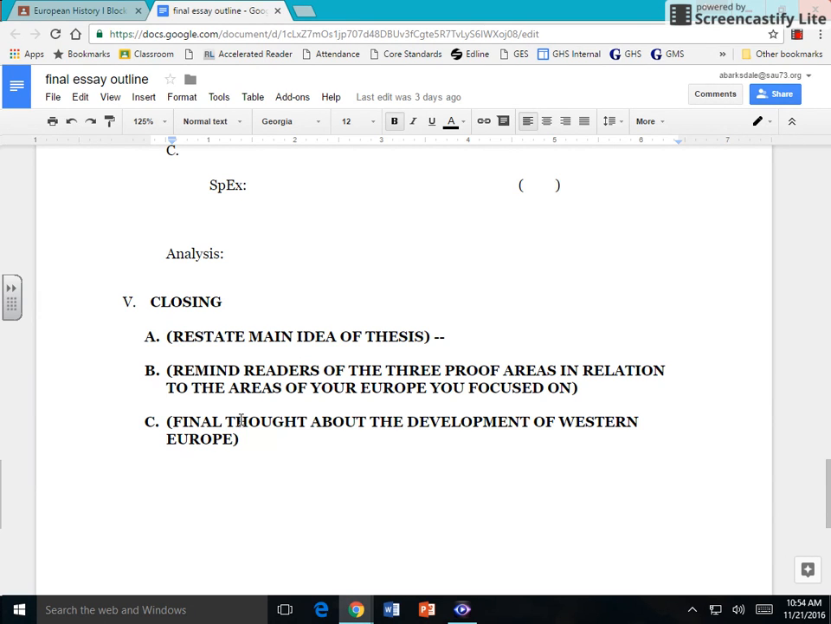And then your closing, I've given you kind of a feedback for how to develop your closing. Refer back to Pericles in case you have any questions. But your closing, your A, you restate the main idea of the thesis. You remind the readers of the 3 proof areas in relation to the areas that you spoke of. So in this sentence, you would remind the readers that you talked about ancient Greece, you talked about ancient Rome, and you talked about the early Middle Ages. And then finally, you need to give a thought about the development of Western Europe and kind of what does it mean? What is development of civilization? Why is it so important? Be careful not to introduce a new thesis. Just bring a closure to everything that you've talked about.